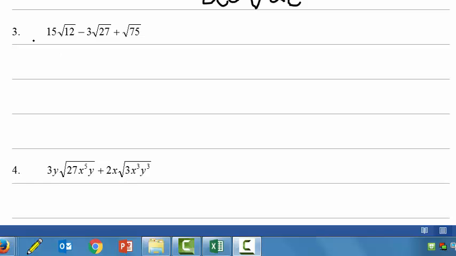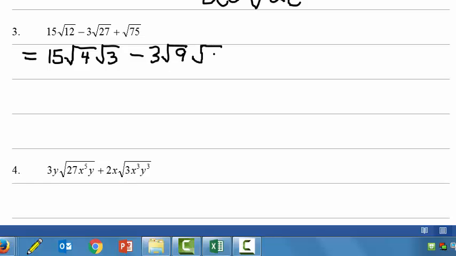So we're just continuing this process for each problem. Here, again, I need to simplify the radicals. 15 times the square root of 12 is 15 times the square root of 4 times the square root of 3. So notice 4 is the largest perfect square factor of 12. Minus 3 times the square root of 9 times the square root of 3. 9 is the largest perfect square factor of 27. Plus the square root of 25 times the square root of 3. So those are all set up to be simplified.